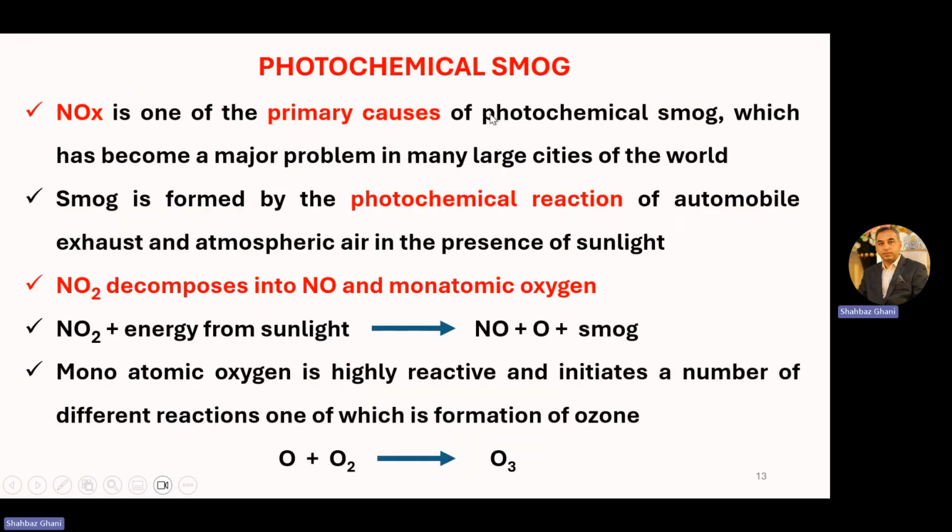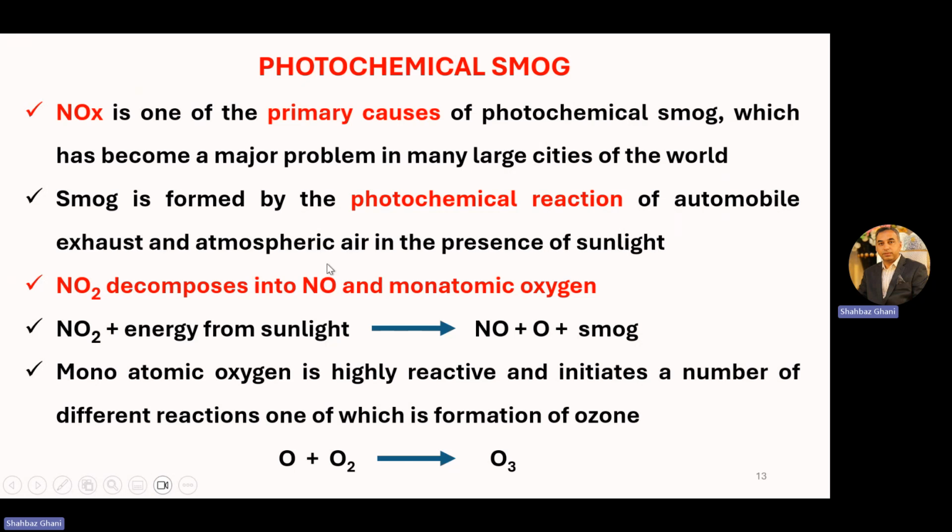Now, the photochemical smog. NOx is one of the primary causes of photochemical smog, which has become a major problem in many large cities of the world nowadays, because smog is formed by a photochemical reaction of the automobile exhaust and atmospheric air in the presence of sunlight.